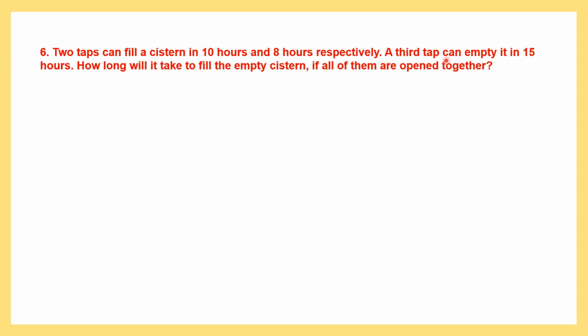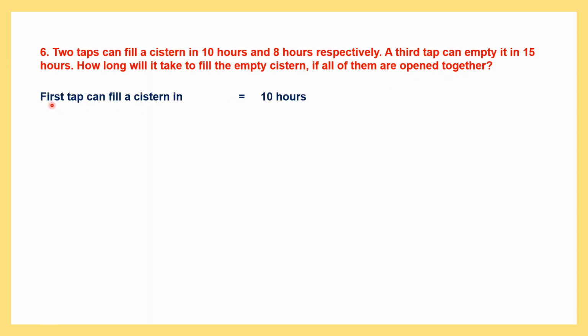Now a third tap can empty it. Here the 2 taps are filling it. Here the third tap is emptying it in 15 hours. How long will it take to fill the empty cistern if all of them are open together? So all 3 taps are open together, 2 taps are filling it and the third tap is emptying it. So how long will it take if that whole cistern has to be filled and when they are opened together?